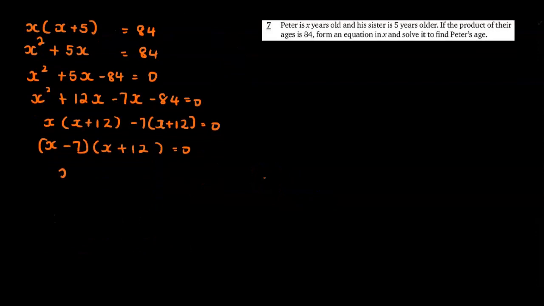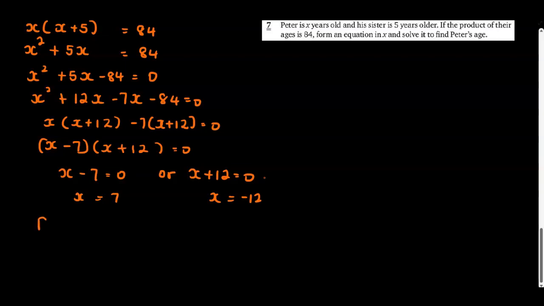So you get either X minus 7 is equal to 0 or X plus 12 is equal to 0. So you're going to get X is equal to 7 or X is equal to negative 12. But somebody's age cannot be negative 12. So therefore it implies that Peter's age is equal to 7. It could only be 7. It can't be any other number.